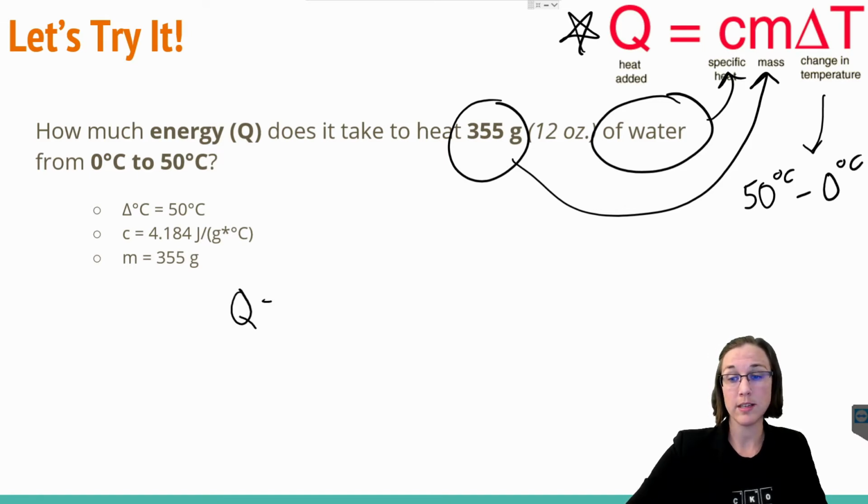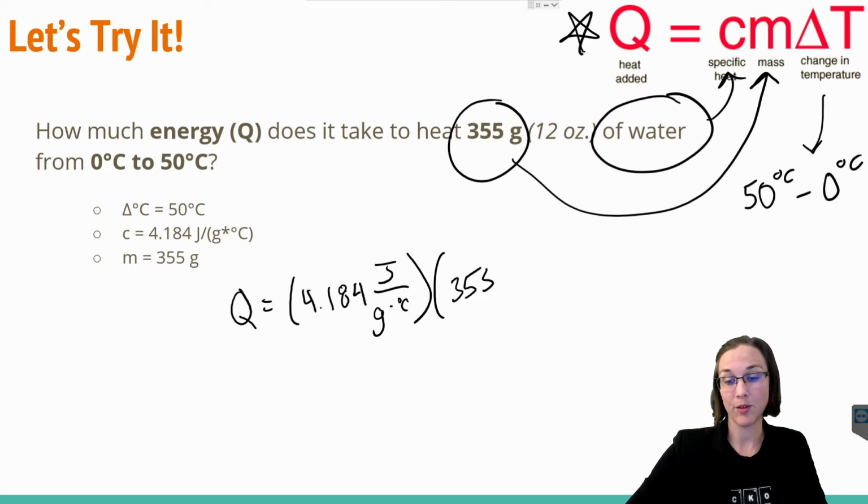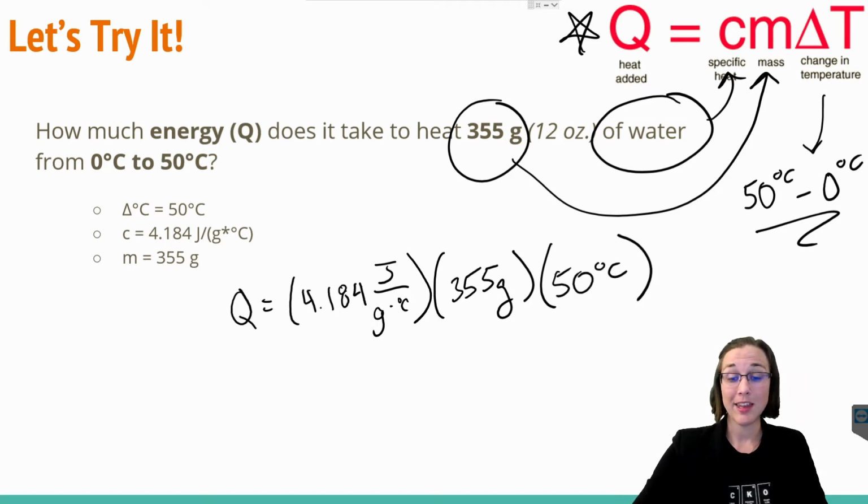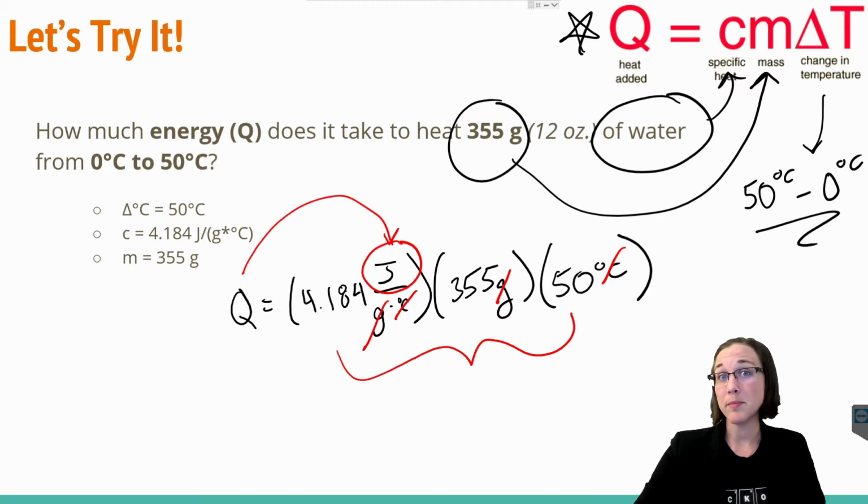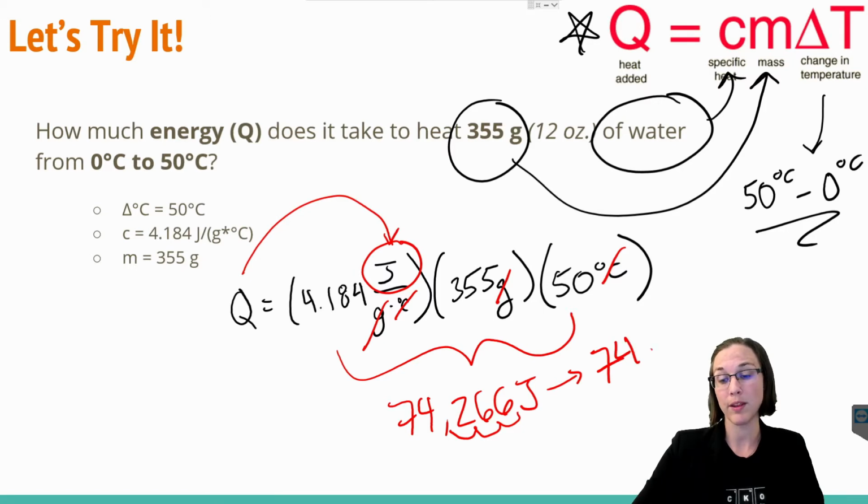We've got Q is equal to 4.184 joules divided by grams times degrees Celsius, multiplied by 355 grams, also multiplied by our 50 degrees Celsius. Now we can see that the joules cancel here, the degrees Celsius cancels here, and our final energy will be in units of joules. When we multiply those three values together, we get 74,266 joules. We could also convert this to kilojoules by moving the decimal over 3 places and rounding. So that would be about 74.3 kilojoules.